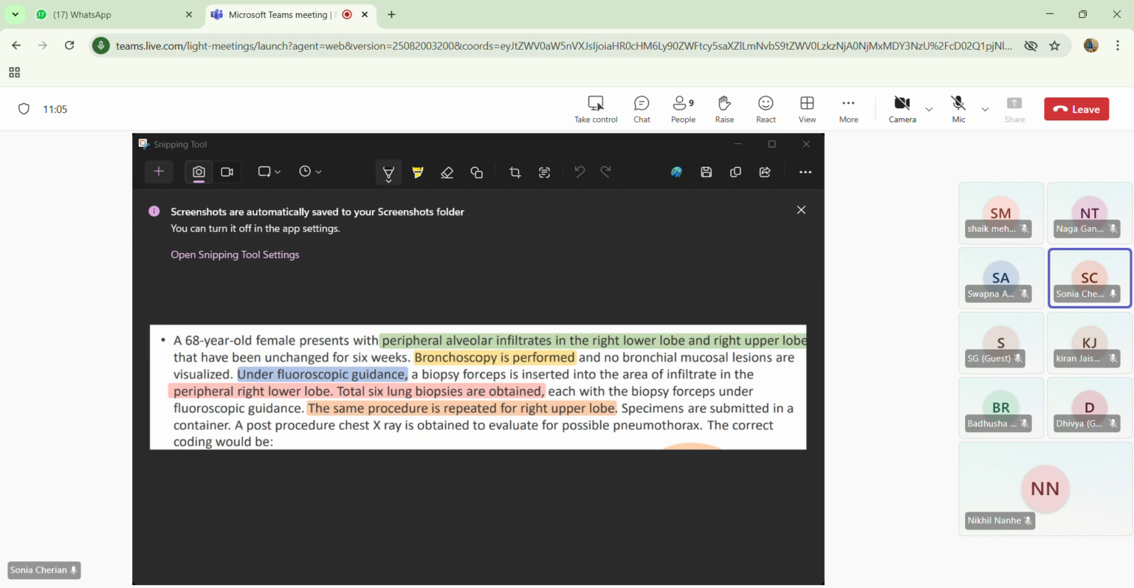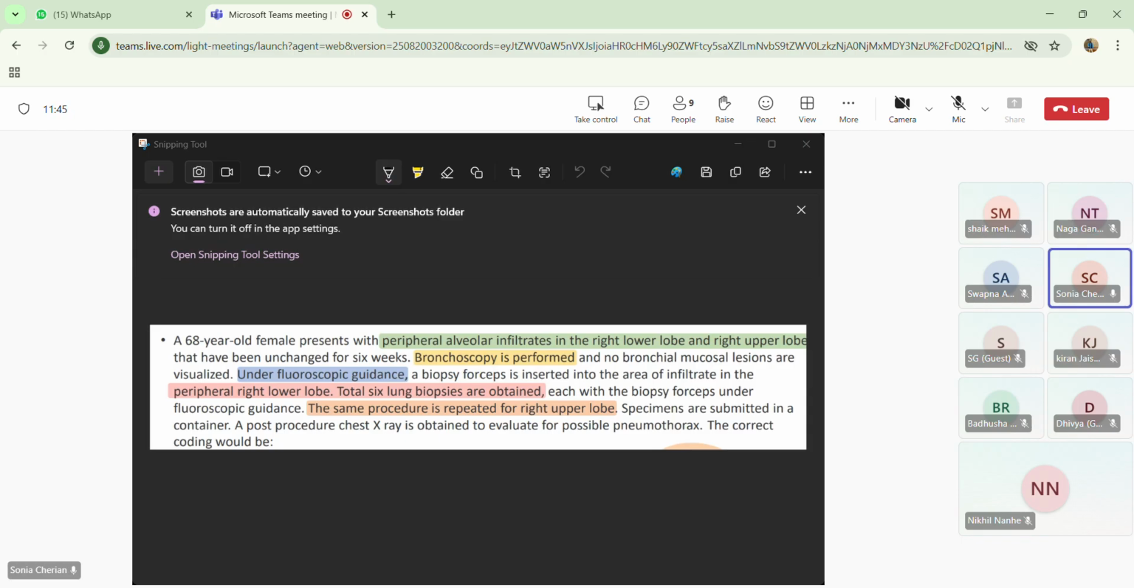So here the patient has peripheral alveolar infiltrates. It is not a lesion or a tumor, it's just a kind of small infiltrates, like dust particles. They call it infiltrates. The patient has it in the right lower lobe and the right upper lobe, and it has been unchanged. So again, the patient comes for a bronchoscopy. They have done 6 total lung biopsies, so 2 lobes and 6 lung biopsies.